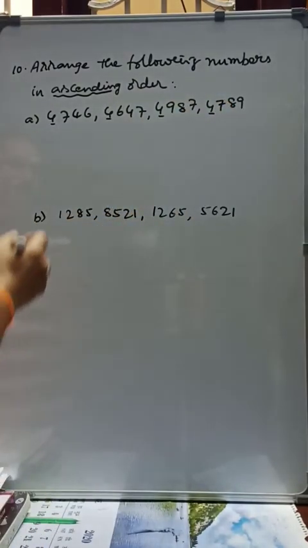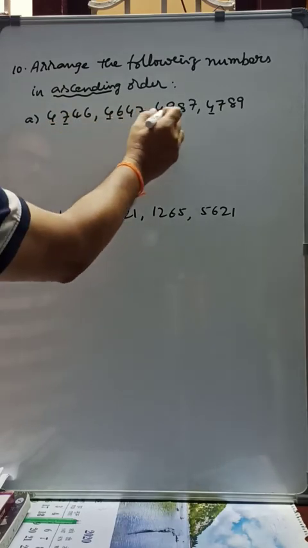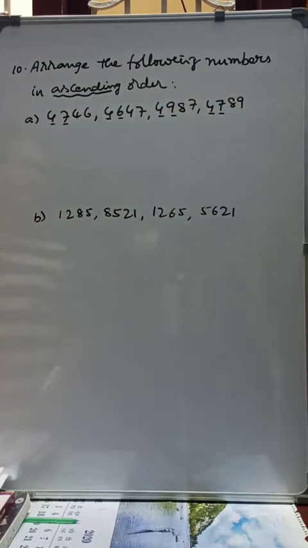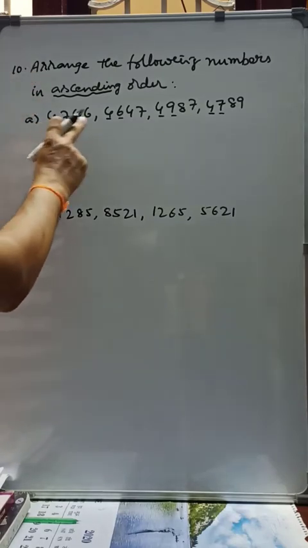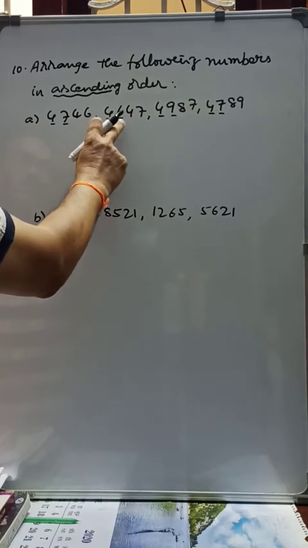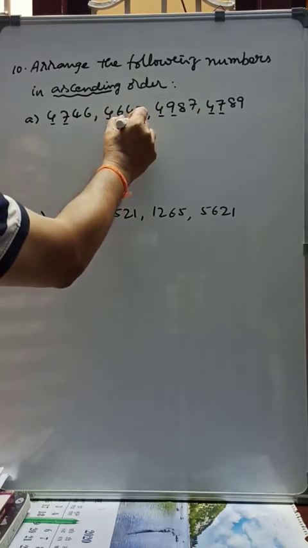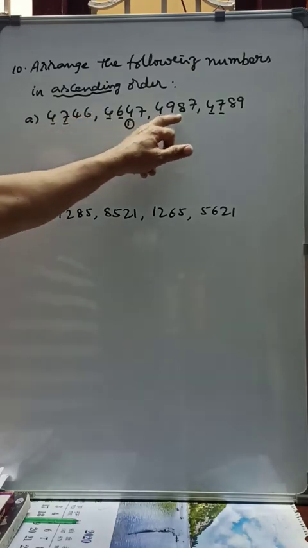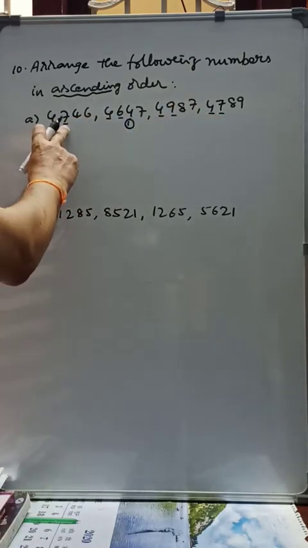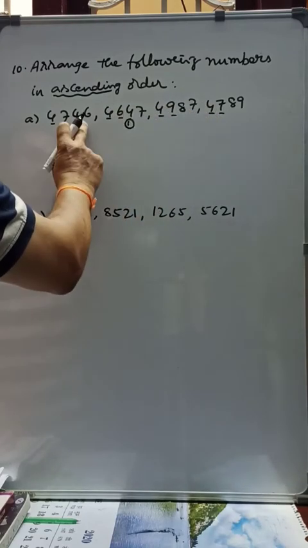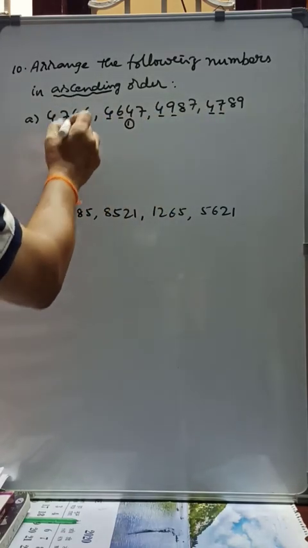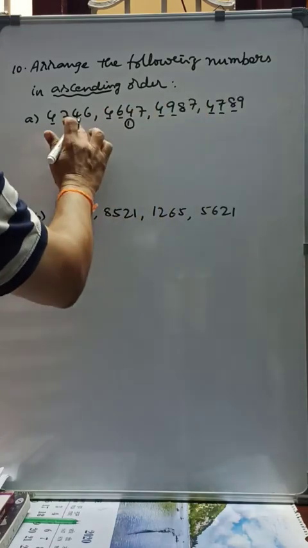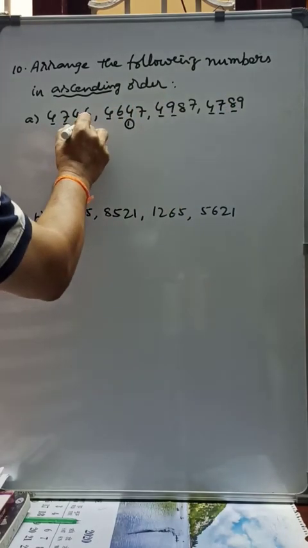Then coming to the hundreds place, we have 7, 6, 9 and 7. So to write the ascending order, we have to choose the smallest one. Among 7, 6, 9 and 7, 6 is the smallest one. So first we have to write 4647. Then coming to 7, 9 and 7, here we have 1000, hundreds place 7 and 7 is there. Between first and last, we compare the tens place. 4 and 8. 4 is less than 8, so this number should be second.